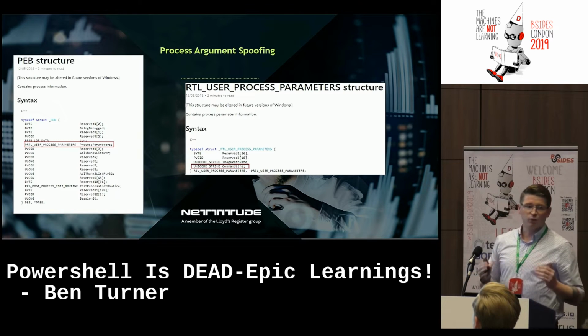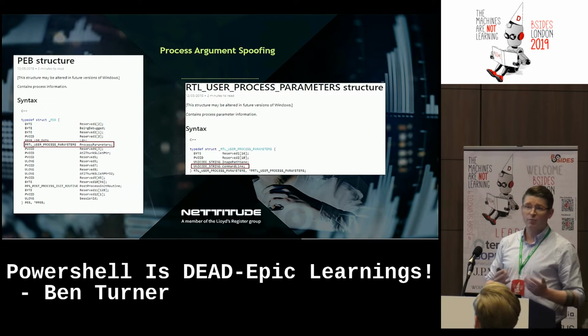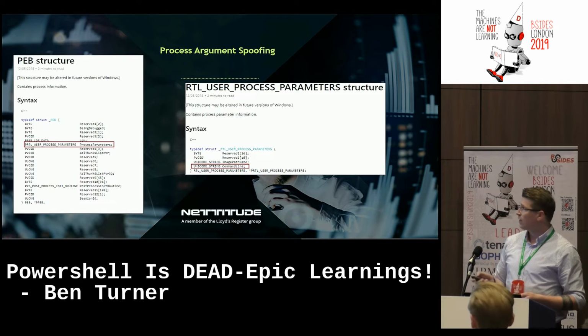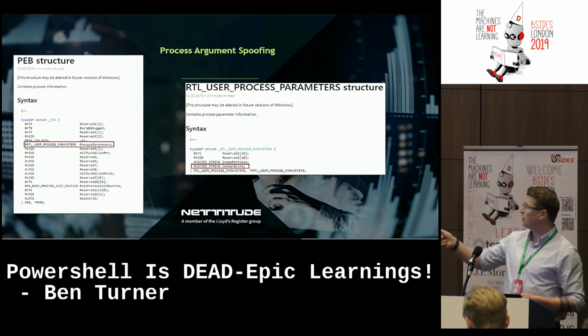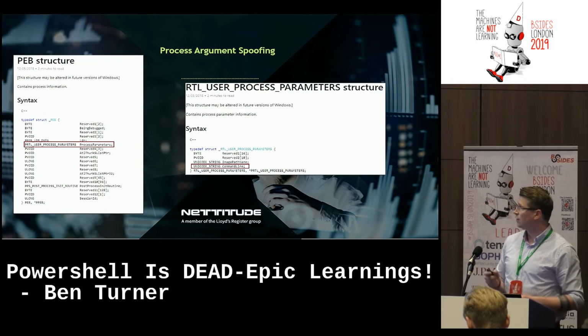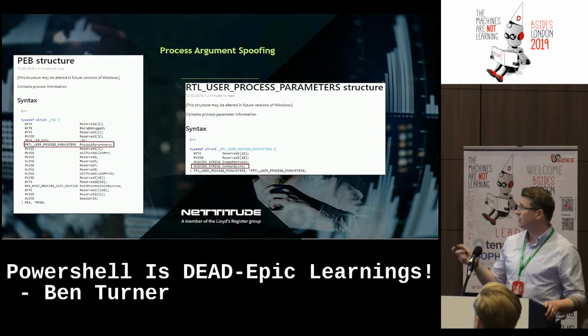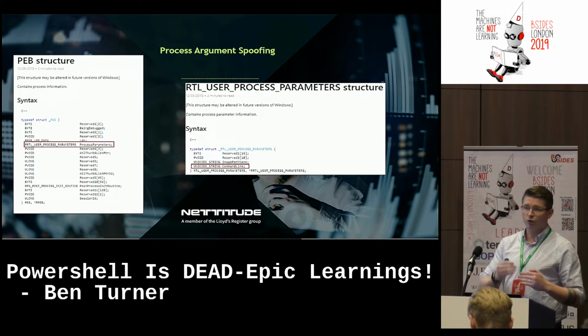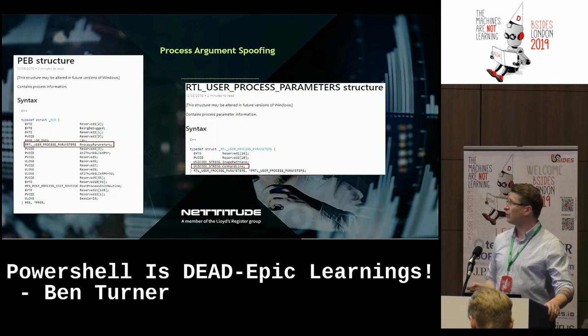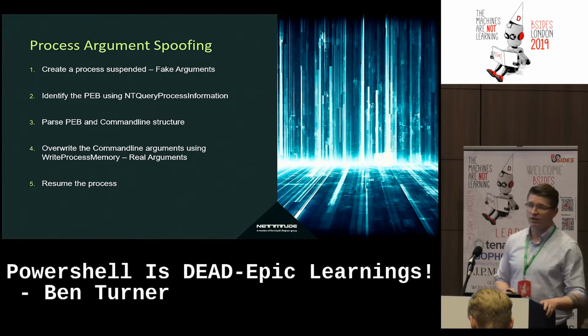But inside each process, it has a PEB, a process environment block, which tells you a lot about the process. And it's a structure much like this here. Inside that structure, we've got RTL user process parameters, and inside that you've got command line arguments. So you can actually go look through the memory, use the structure to parse that and identify where your command line arguments are in your process. This is important because we can use and abuse this as attackers.